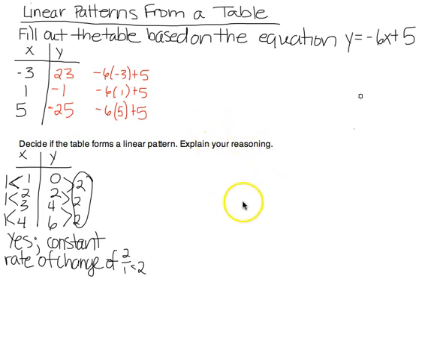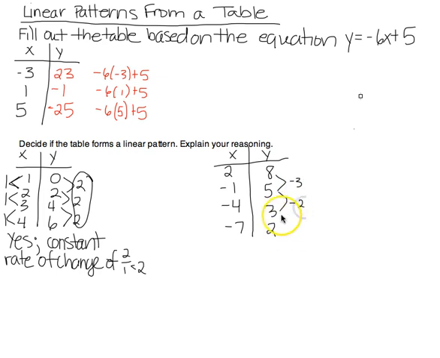Okay, so now let's look at a different table. So 2, -1, -4, -7 are our x's, and then we've got 8, 5, 3, and 2 for our y's. Now, as we look at these, again, you're looking at the change in y's versus the change in x's. So here, from 8 to 5, I went down 3. Here, I went down 2, and here, I went down 1.